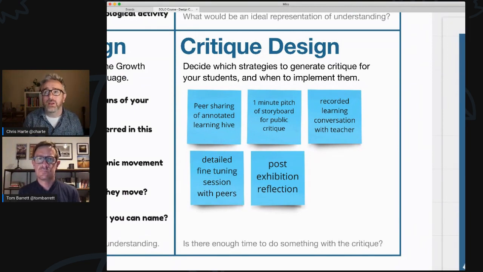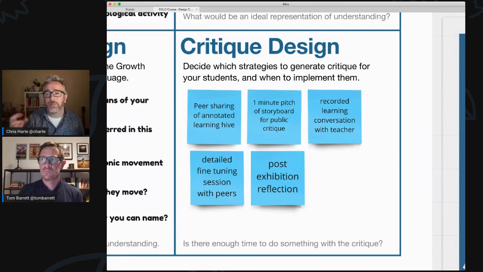You might have that peer sharing of the annotated learning hive. So getting kids to share their information, share their knowledge, getting some more strategies to make sure they gap fill any knowledge gaps they have. And then maybe a detailed fine-tuning session with peers. Now, fine-tuning protocols are one of my favorite activities, to get students to give each other like 15 minutes of critique. It's not just, have a look at my work, Tom, what do you think? Oh, it's really nice. Yeah. It's like, you've got 15 minutes to unpack this. And it's an investment in time, but it really develops those critique skills in our young people, so that they can use them with their peers, but also for self-reflection.